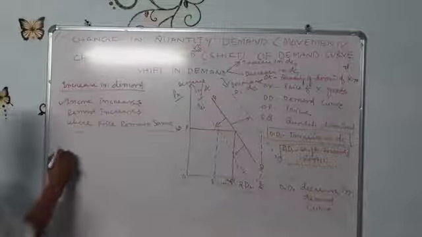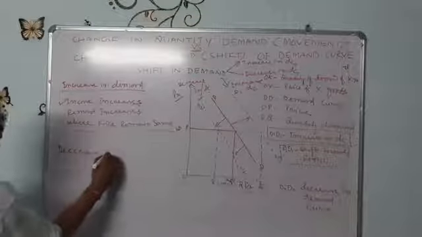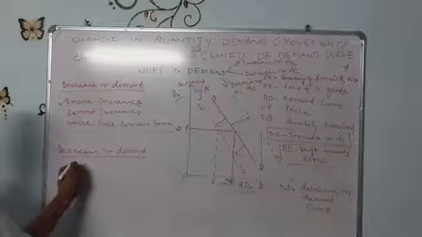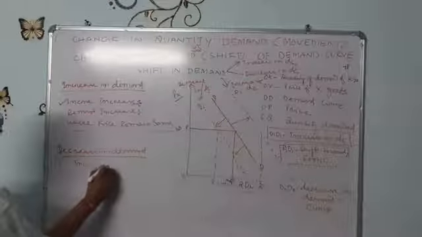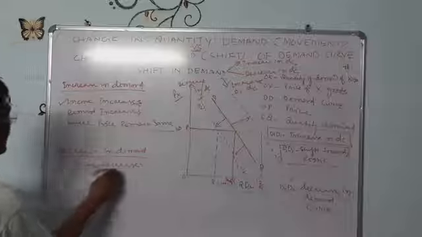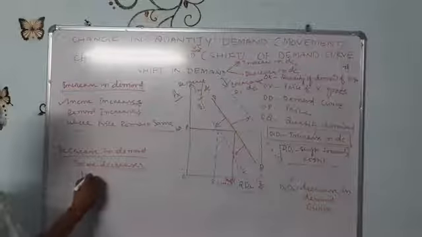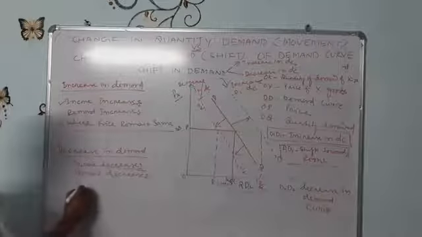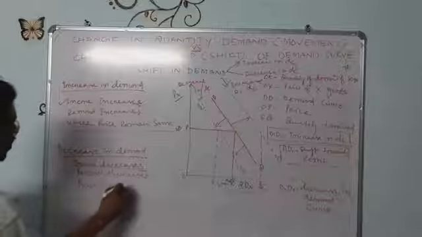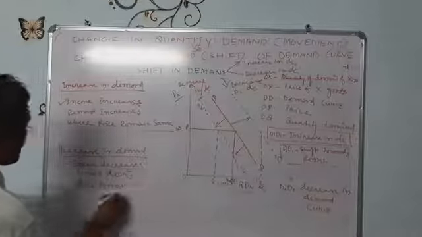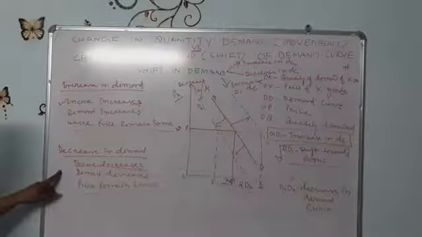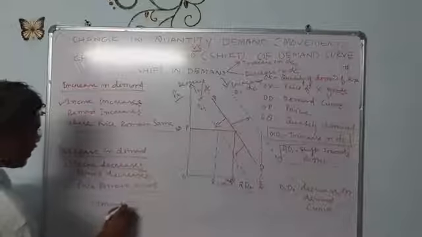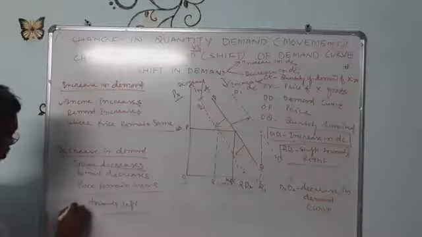Similarly, decrease in demand. What is the case of decrease in demand? Income decreases and demand decreases, price remains the same. This is called the decrease in demand curve, and it shifts towards the left. D2.